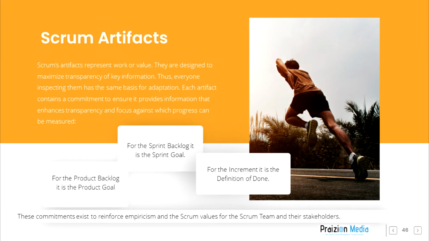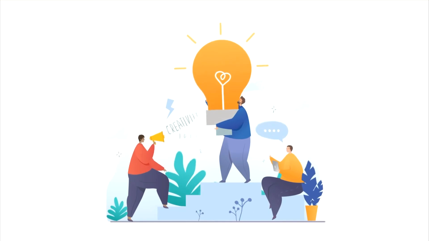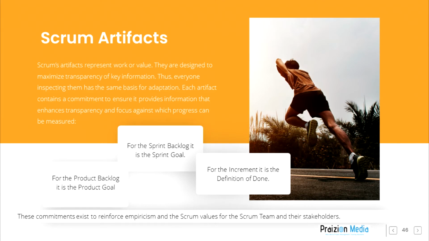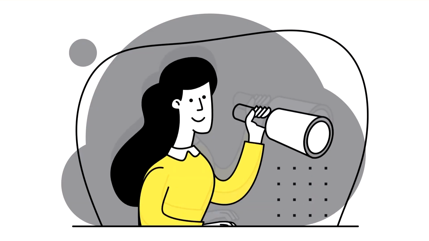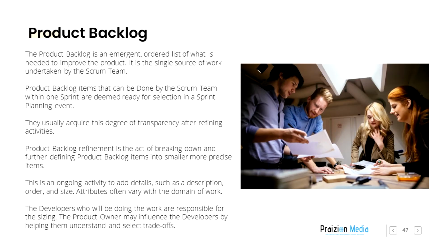Each artifact contains a commitment to ensure it provides information that enhances transparency and focus against which progress can be measured. For the product backlog, it is the product goal. For the sprint backlog, it is the sprint goal. For the increment, it is the definition of done. These commitments exist to reinforce empiricism and the Scrum values for the Scrum team and their stakeholders.